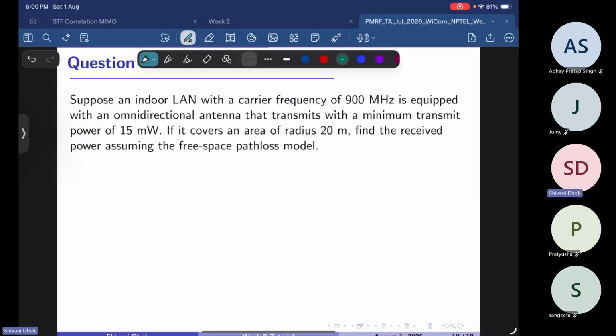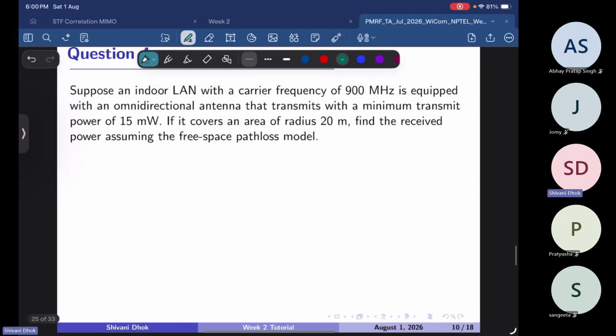So the next question here says that suppose an indoor LAN with a carrier frequency of 900 megahertz is equipped with an omnidirectional antenna that transmits with a minimum transmit power of 15 milliwatt. If it covers an area of radius 20 meters, find the received power assuming the free space path loss model.